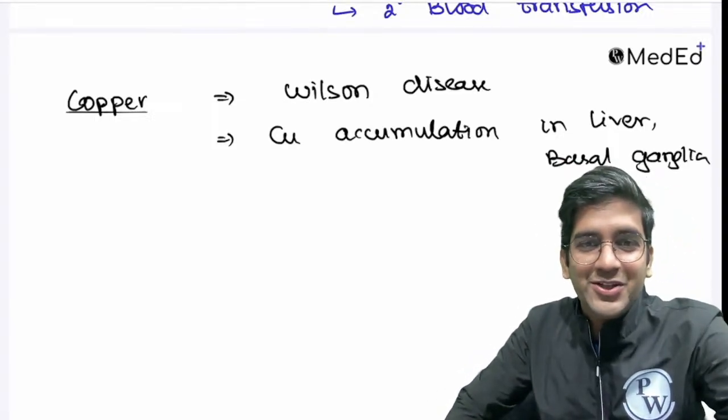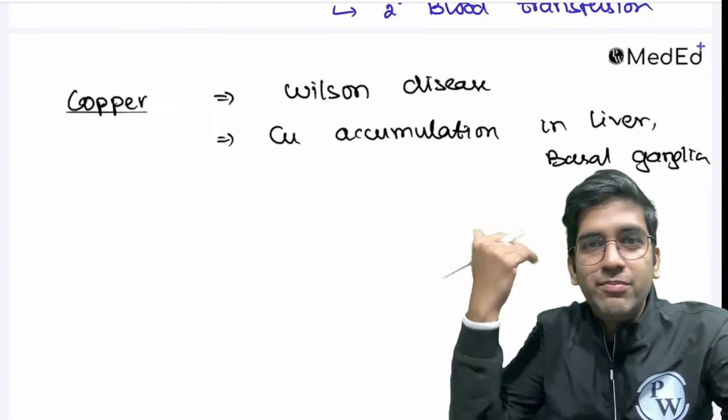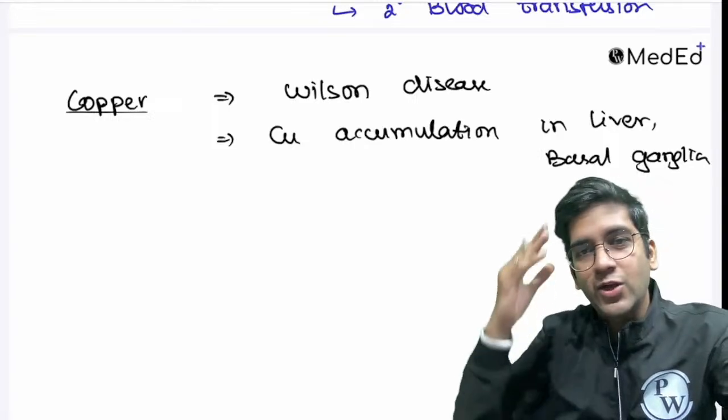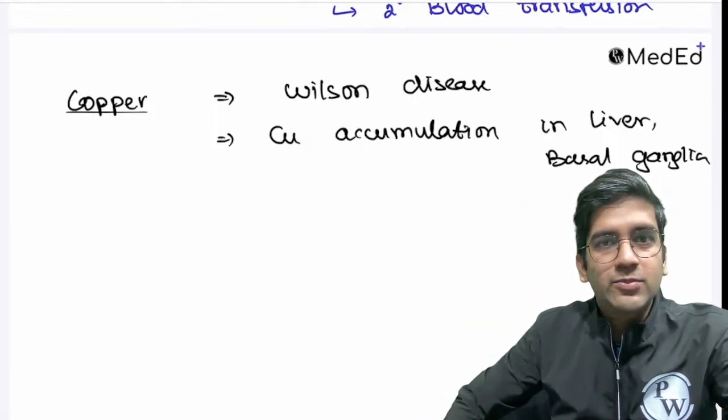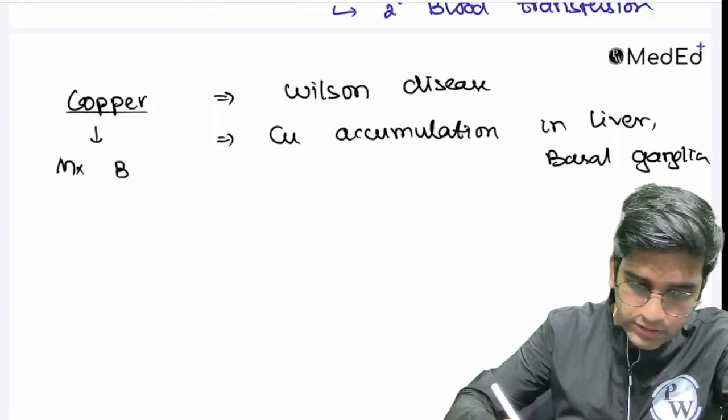ATP7B. Superb. I'm going to have excess copper accumulation in the liver and in the lens, the Descemet's membrane of the cornea, and also in your basal ganglia, right? That's about Wilson's disease. Copper, also in microscopy, will be brown in color.